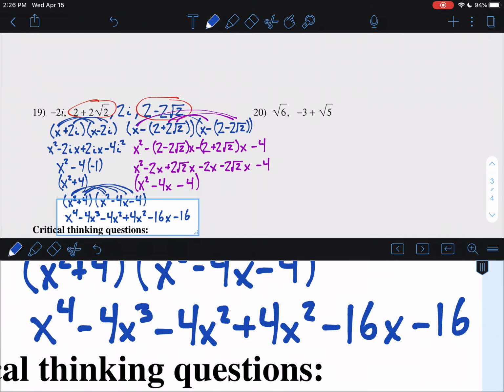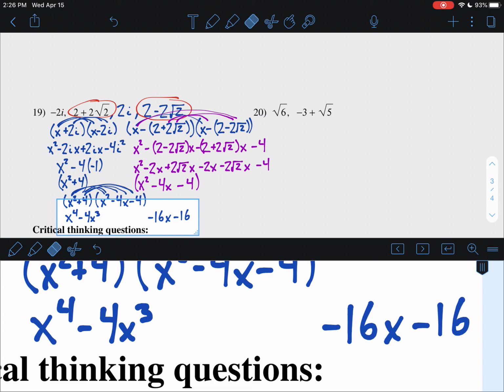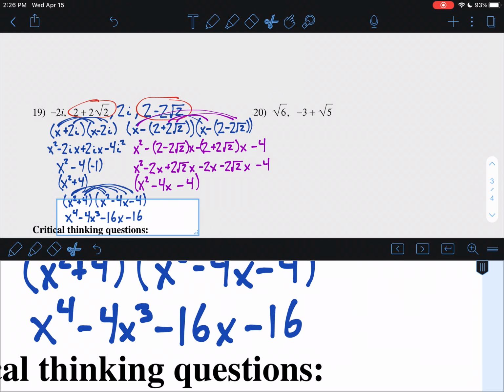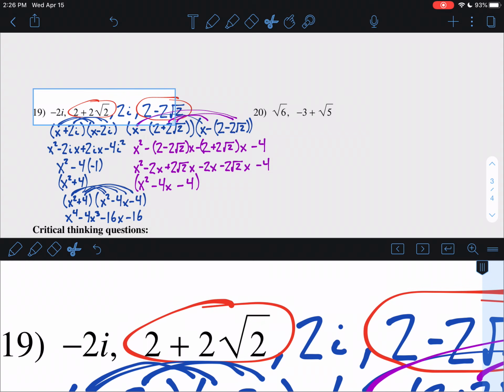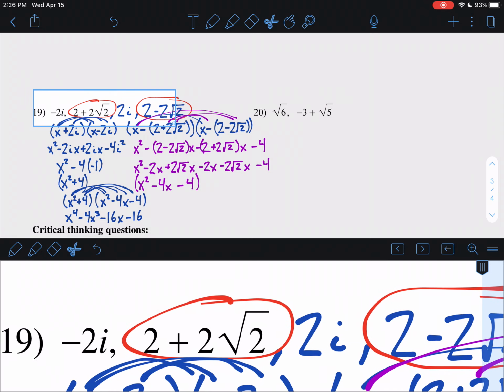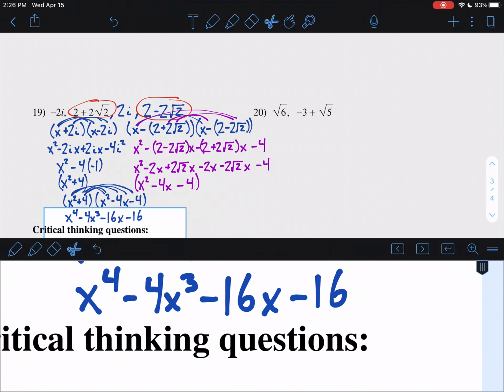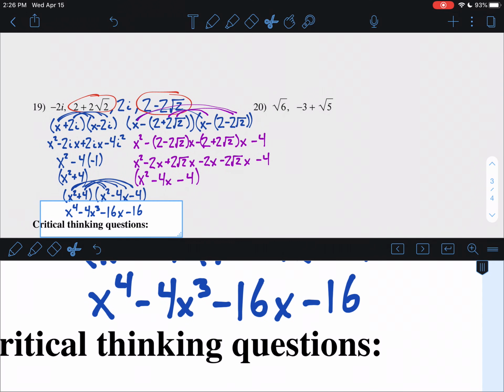So once I combine everything in this polynomial, I have the negative 4x squared plus 4x squared. So, those two just cancel out. And all I'm left with is this. The polynomial is going to be x to the 4th minus 4x to the 3rd minus 16x minus 16. And that polynomial has the roots negative 2i, 2 plus 2 square roots of 2, 2i, and 2 minus 2 square roots of 2. And this is a nice polynomial.